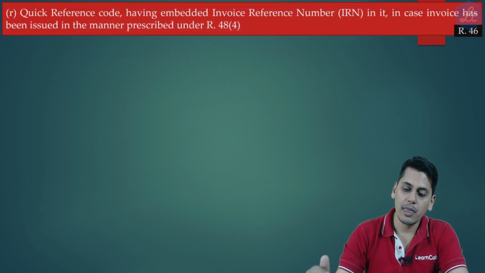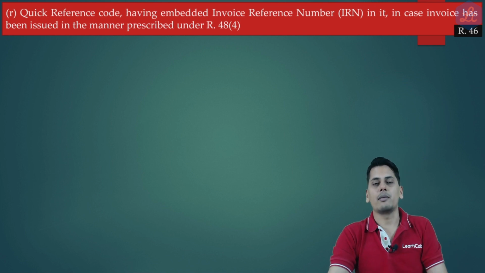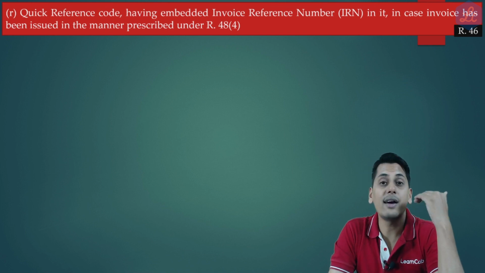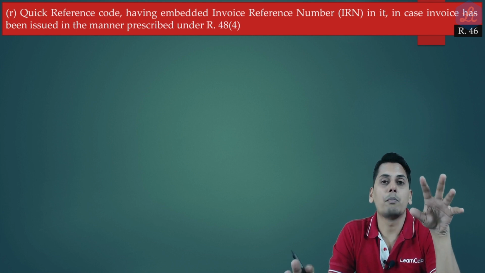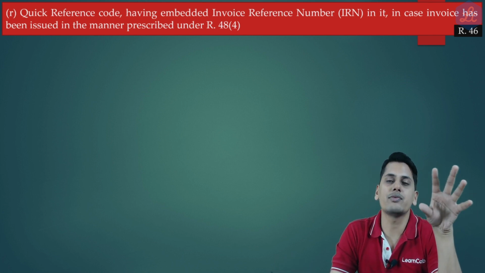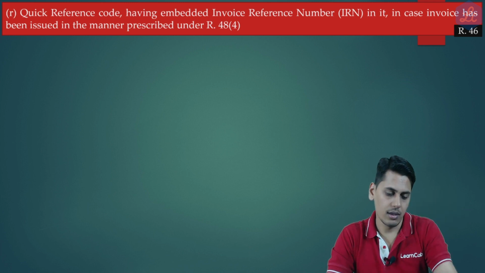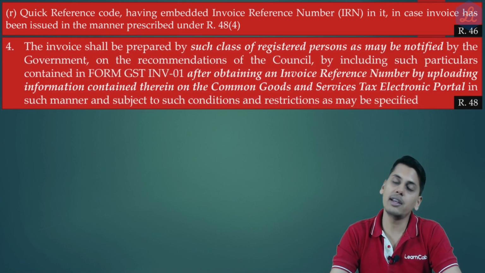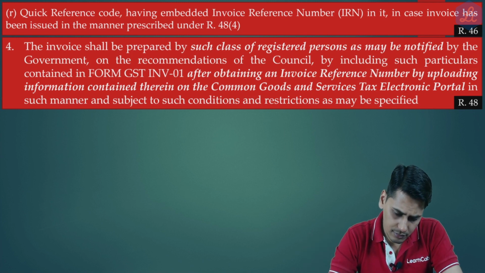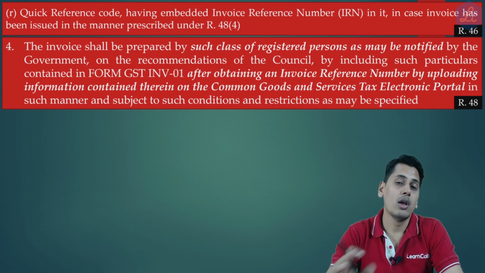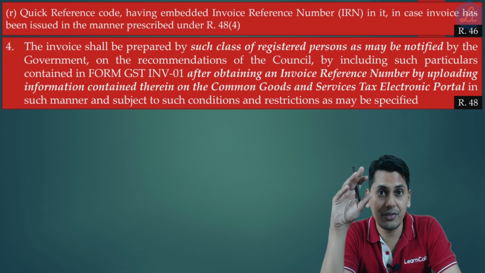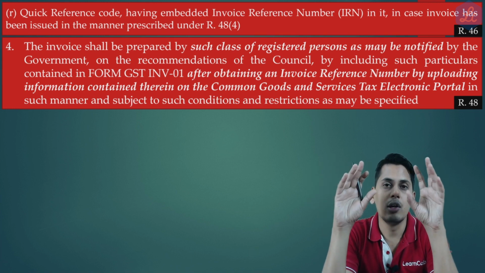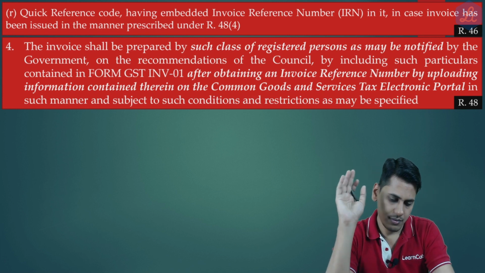The next one, friends, coming back to 46 sub-rule R. Now, friends, we started with 46 sub-rule R. We travelled to 48 sub-rule 4. By now, we know upon whom 48 sub-rule 4 is applicable. So, friends, we have seen 48 sub-rule 4 also. 48 sub-rule 4 told you invoice needs to be prepared only after obtaining an invoice reference number from the common portal. Of course, it is only applicable for notified persons.